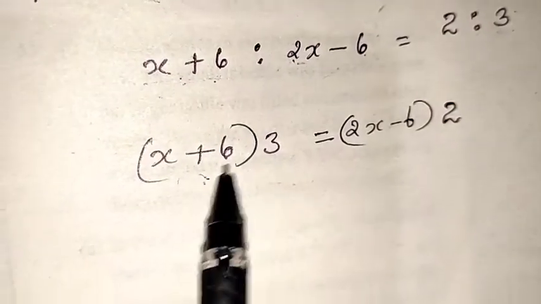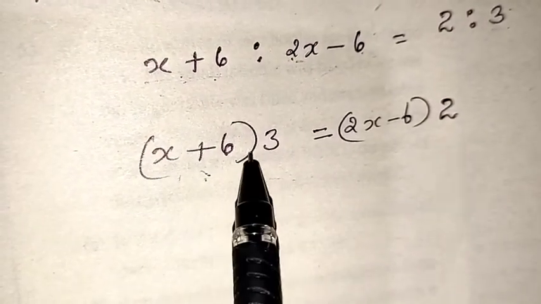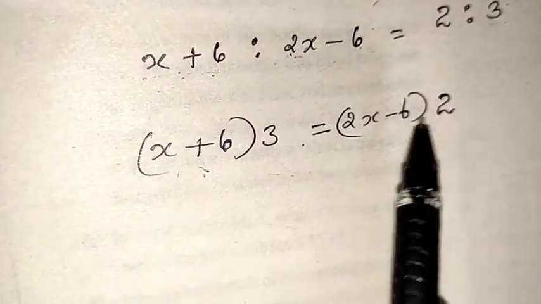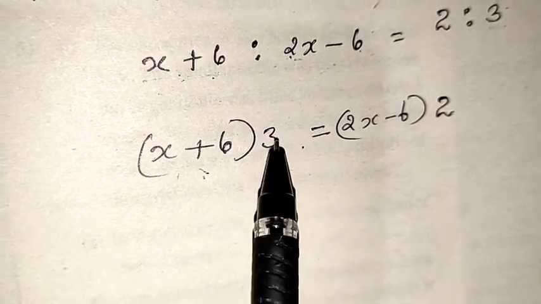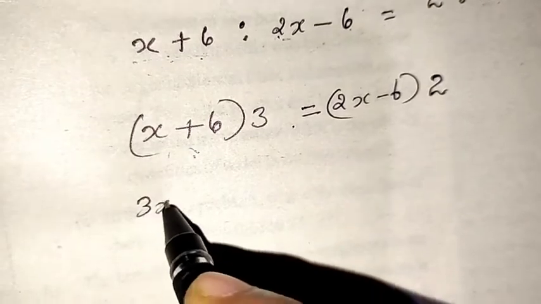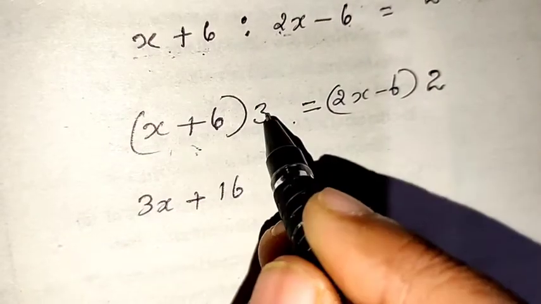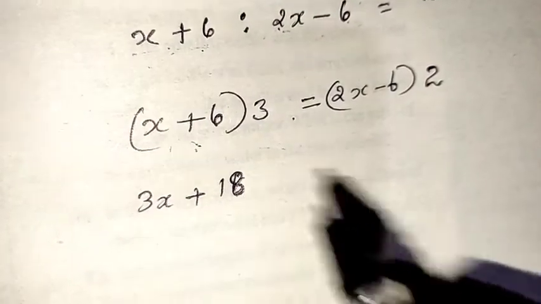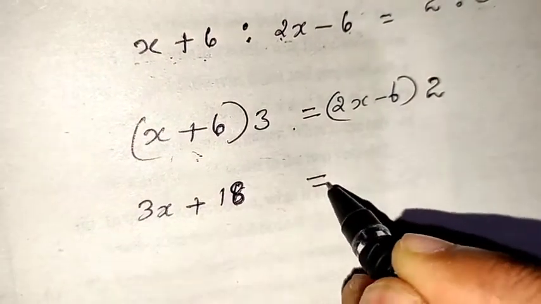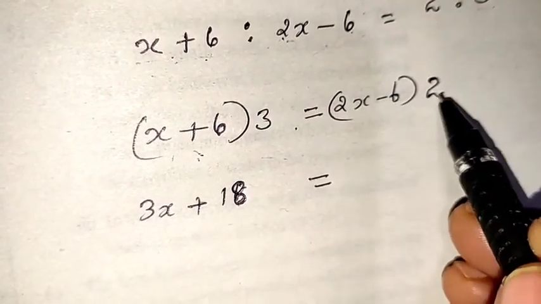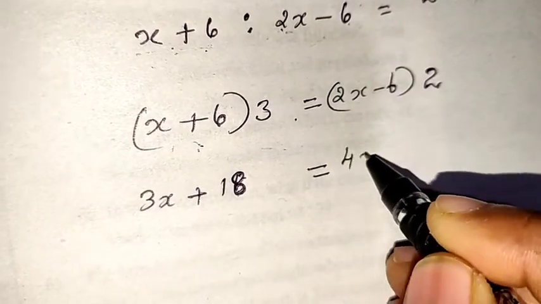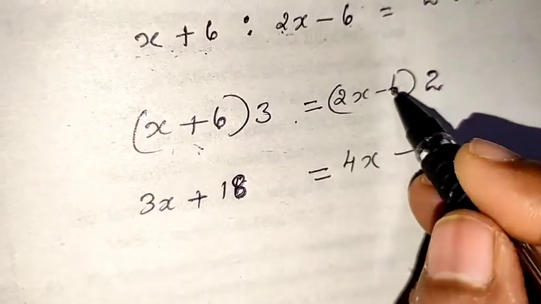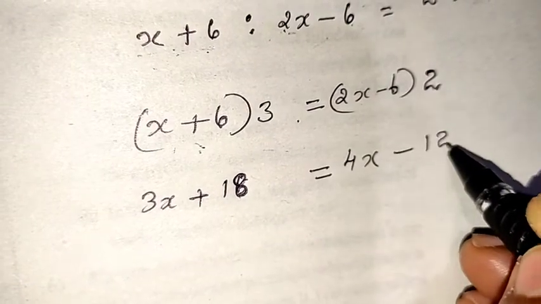Okay, so we get two expressions. See, this expression is in the form of the identity a into b plus c. Now we can expand this. So 3 into x plus 6 is equal to 3x plus 3 into 6 is 18. And here we have 2x minus 6 into 2. Then 2 into 2x is 4x, minus 2 into 6 is 12.